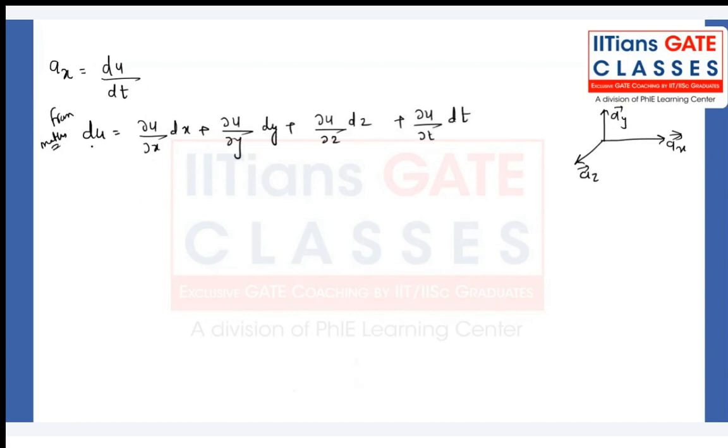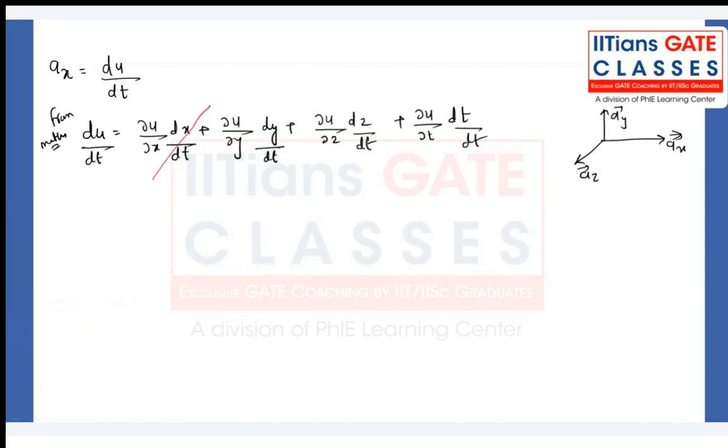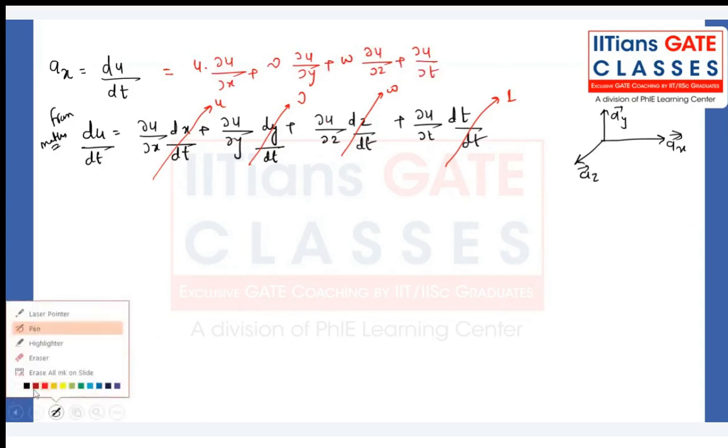If I divide by time, what will I get? Something like this, where the velocity components are u, v, omega. So finally, what I will write here is: u into dou u by dou x, plus v into dou u by dou y, plus omega into dou u by dou z, plus dou u by dou t. It is very simple to remember. Why is it very simple to remember? x is there, which means the u component will be there.